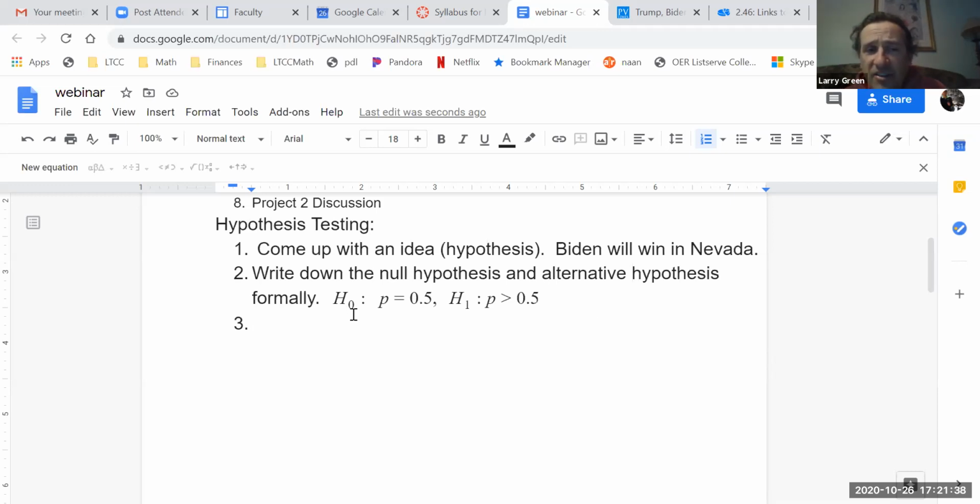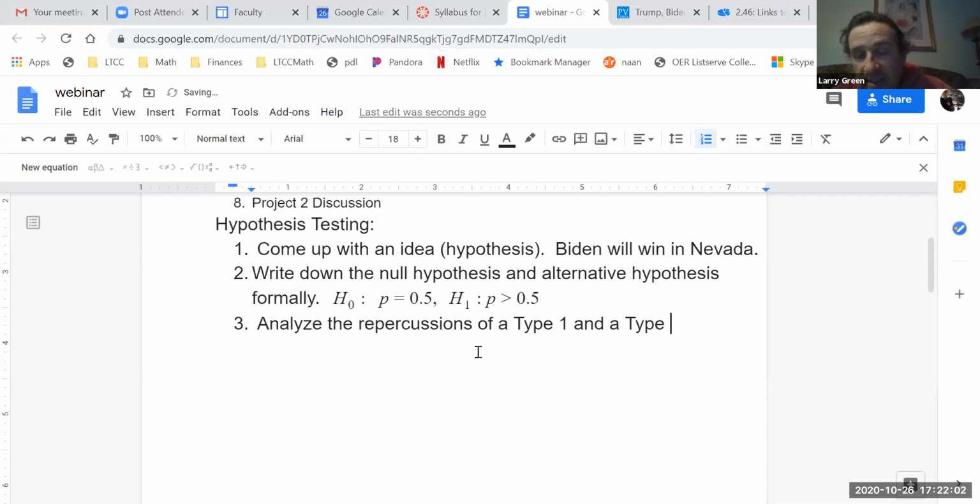Okay, so let me go to step 3. I'm going to type it out, and it won't mean anything to you until I talk about it. And that is: analyze the repercussions of a type 1 and a type 2 error.